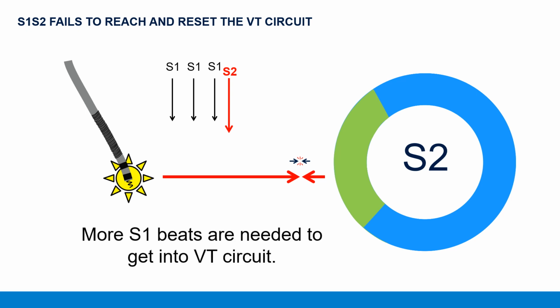So in order for this pacing train to be successful, we would have had to deliver more S1 beats to reclaim more territory to get to the circuit to allow that S2 beat to penetrate the excitable gap and extinguish the tachycardia.